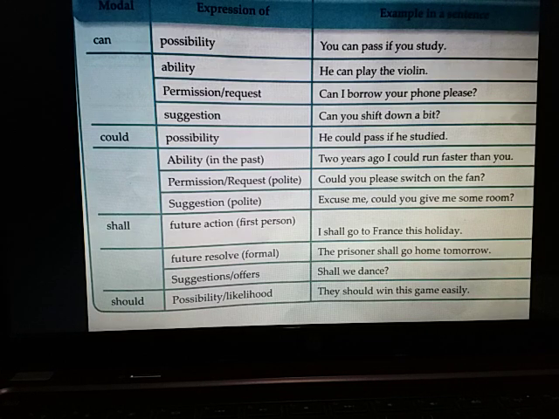Could also expresses polite request, permission or request, suggestion. Shall, to ask for suggestion, request, advice with the first person. In the second and third person, to indicate warning, command, promise, determination. Should, to express duty or obligation, to express opinion, to give or take advice or suggestion. After lest, when someone expresses fear, then we also use should.